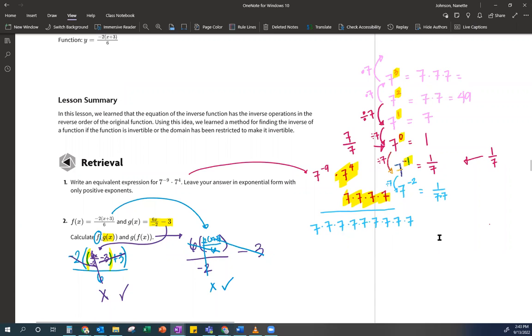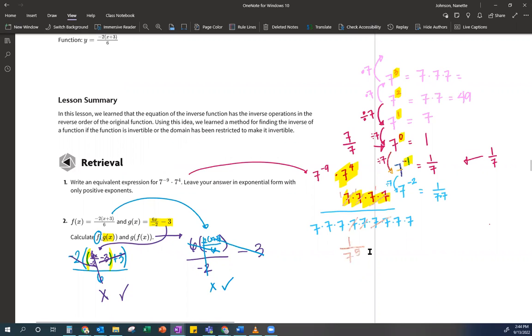So 7 divided by 7, here, let's use my fancy colored pen. 7 divided by 7 is 1. 7 divided by 7 is 1. 7 times 7 divided by 7 times 7 is 1, right? So in reality, what do we have left? We have 1 over 7 to the 5th.